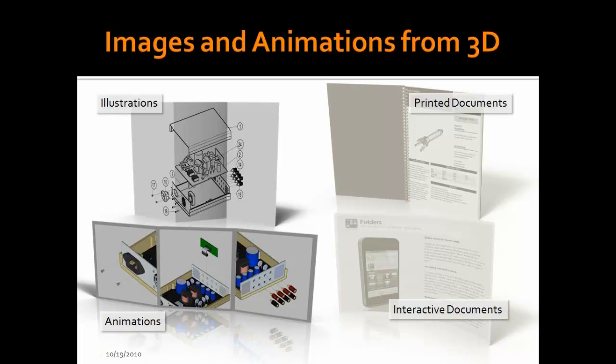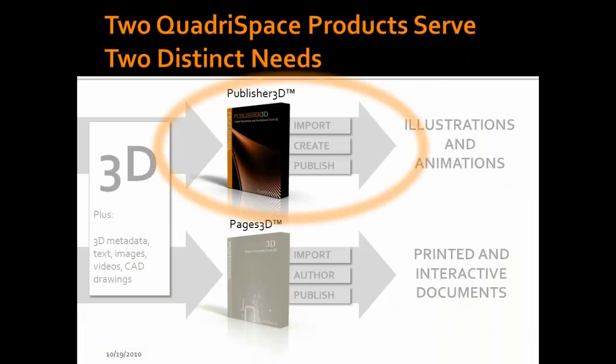QuadraSpace is about taking 3D, your SolidWorks files, your Pro E files, Inventor, what have you, and generating illustrations, animations, and documents from those. Today's product is Publisher3D, so we'll be really focused on illustrations and animations today. How this is done is the 3D information is input into our product, Publisher3D, and it is used directly, and that is able to be leveraged without a CAD seat, allowing an author to generate illustrations complete with balloons and callouts and animations.